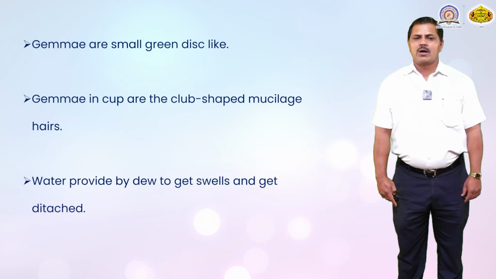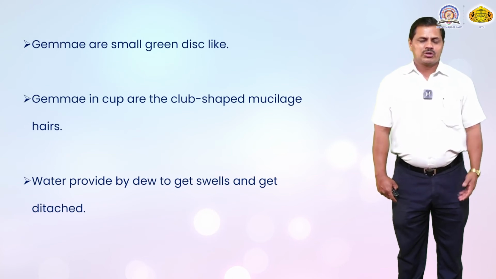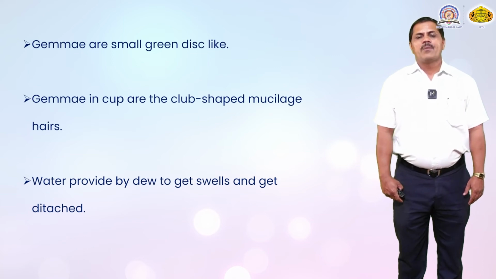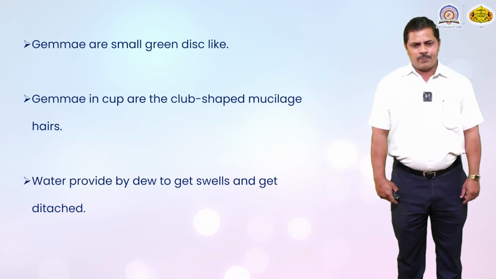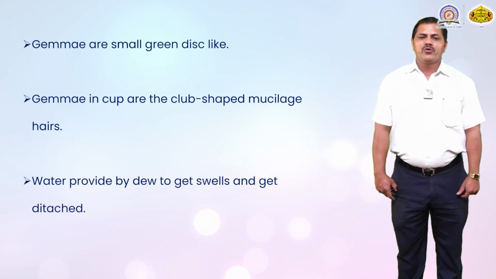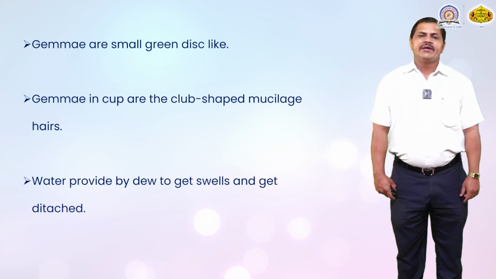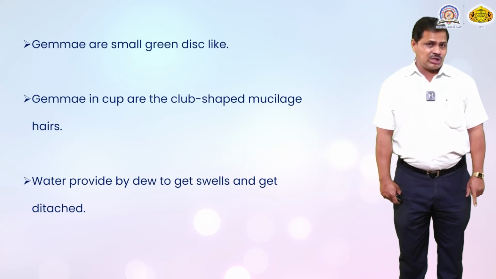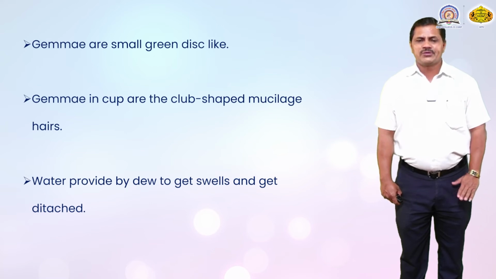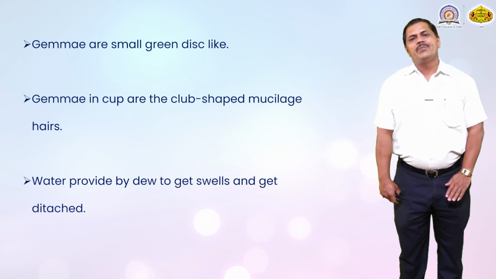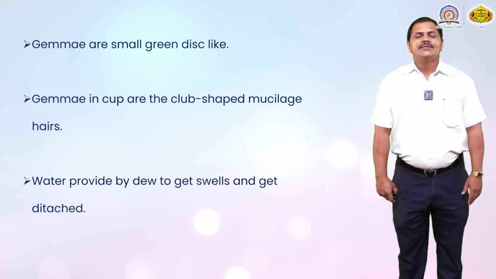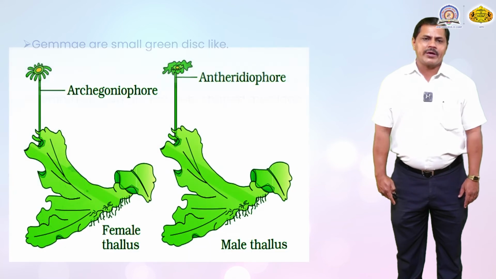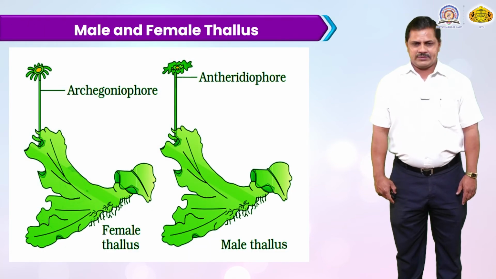Each of the gemma cups is small. They are green, disc-like, flat structures, and the gemma cups have club-shaped mucilage hairs present on them. Water causes the mucilage to swell and the gemmae get detached. Water is very essential for removing the gemmae, and once detached they can float a certain distance and propagate into new individual plants.